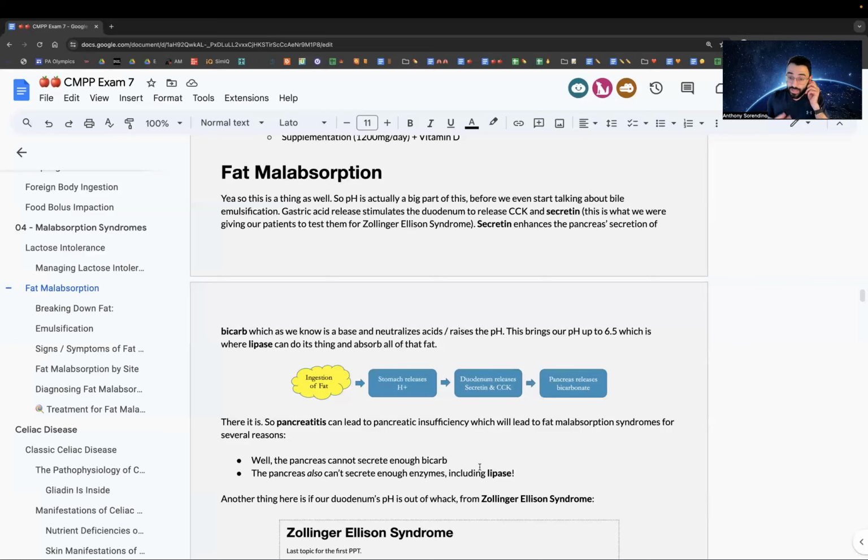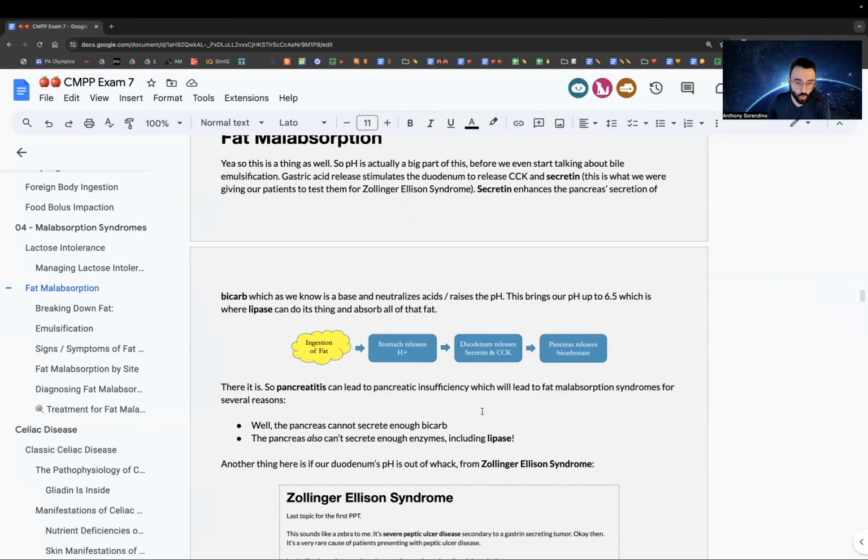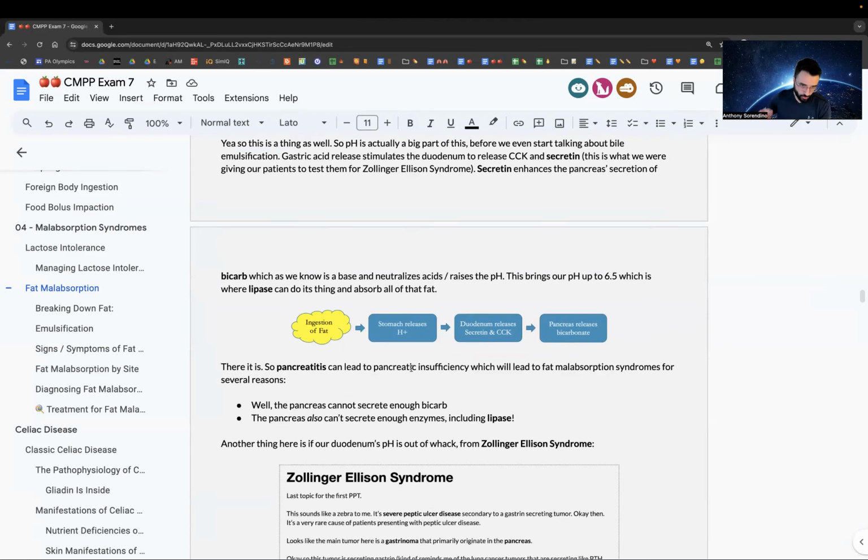So lipase likes a higher, more basic pH to do its absorption. So it starts with the ingestion of fat. The stomach releases H plus and gastrin. Then the duodenum releases the secretin and CCK. And then the pancreas releases bicarb.